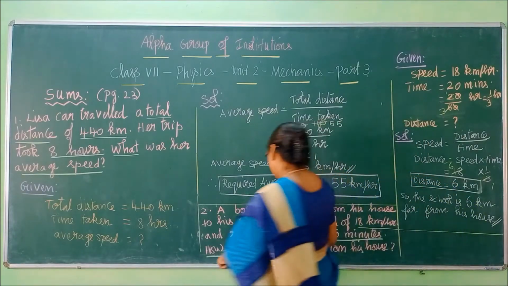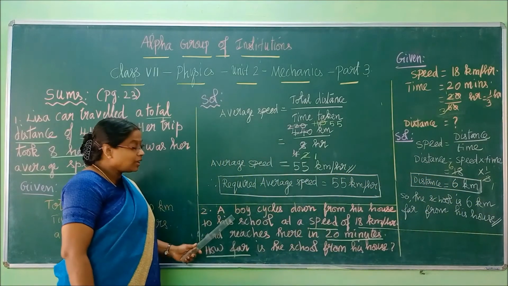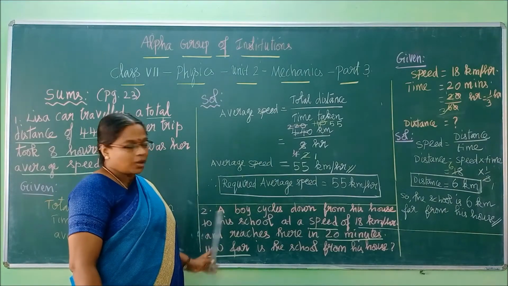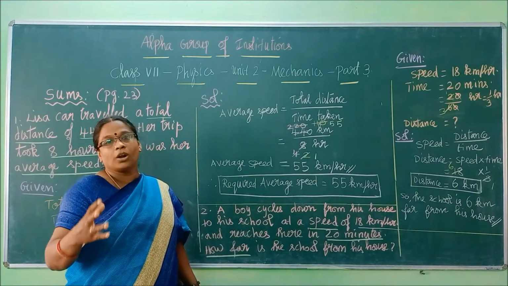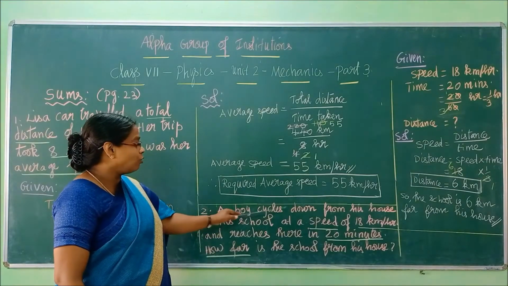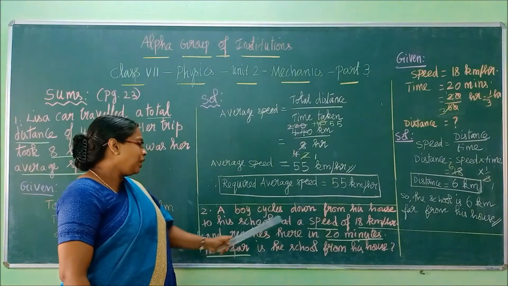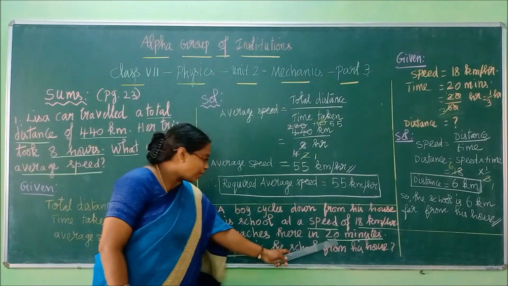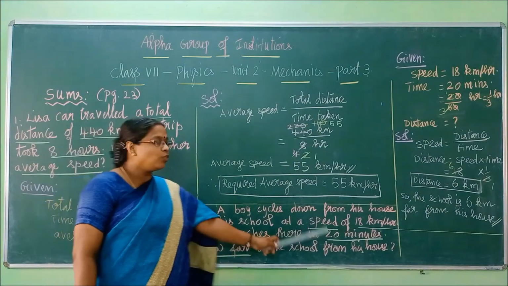Okay? Next one, second sum. A boy, children, question numbers from your textbook and the board will not go together. I have selected very important model based sums. Okay? A boy cycles down from his house to his school at a speed of 18 km per hour and reaches there in 20 minutes. How far is the school from his house?